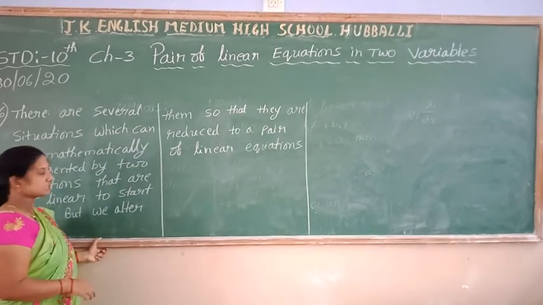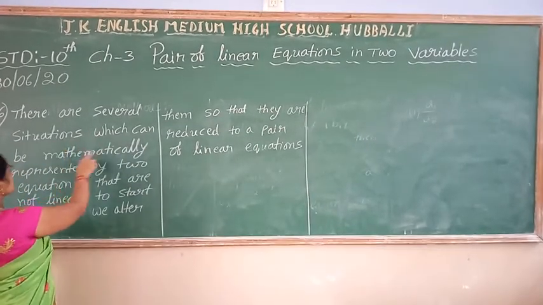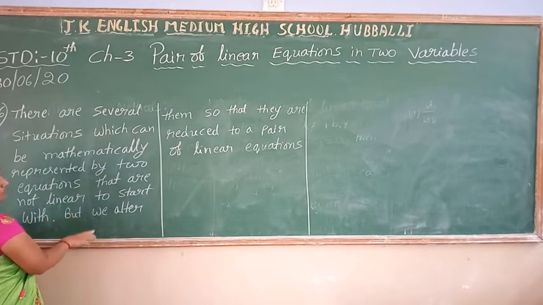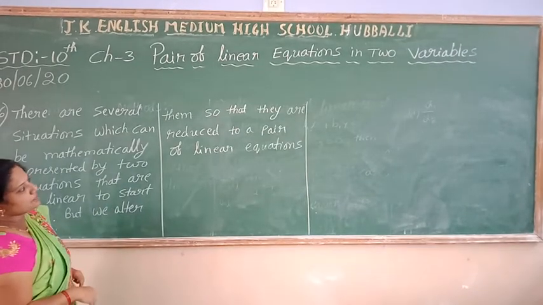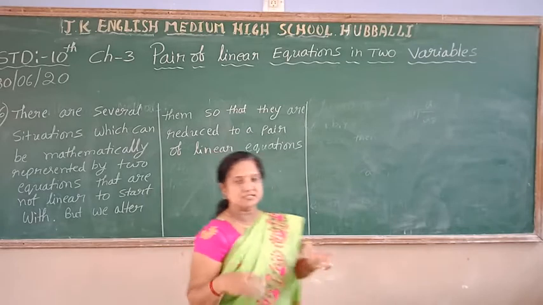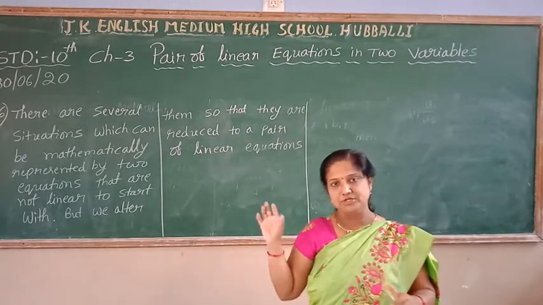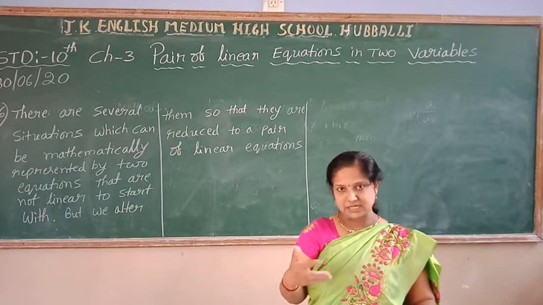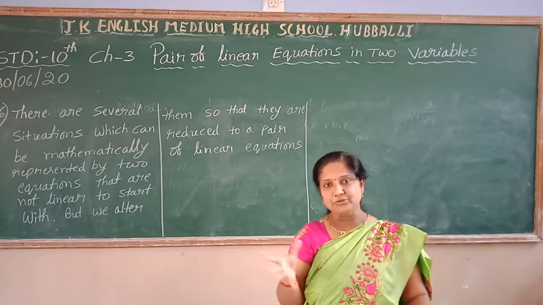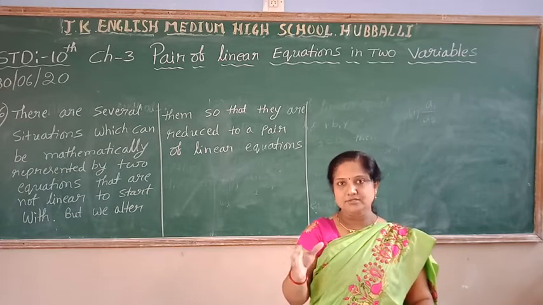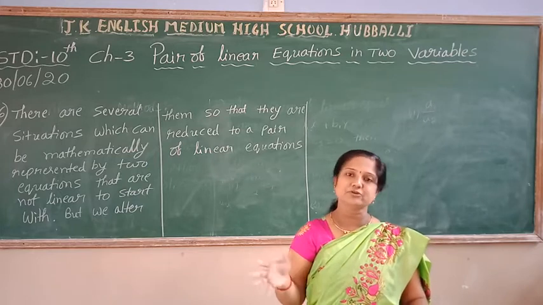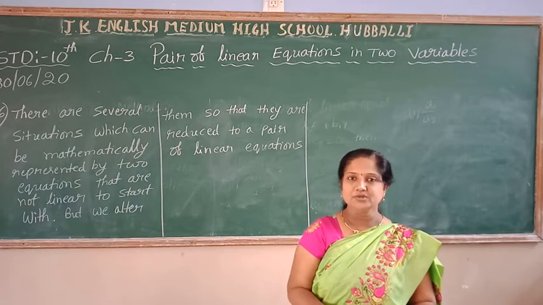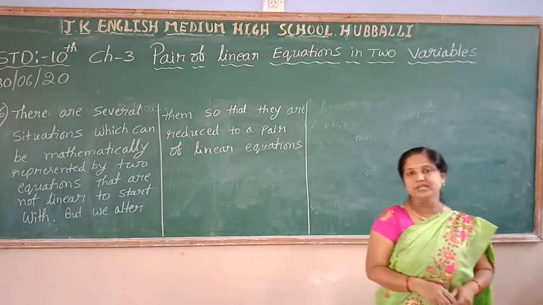I am going to explain this point. There are several situations which can be mathematically represented by equations that are not linear to start with, but we alter them so that they are reduced to a pair of linear equations. In some questions, they are not directly given in the form of a pair of linear equations of two variables. They give you the statement form or any other form. We have to alter those questions into linear equations of two variables, then solve for x and y for this pair of linear equations. This is the sixth point, a very important point.